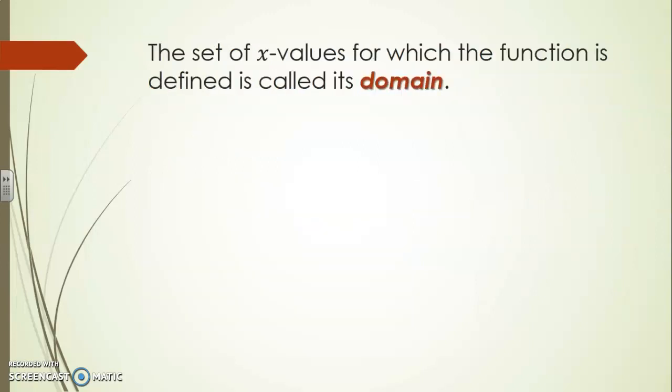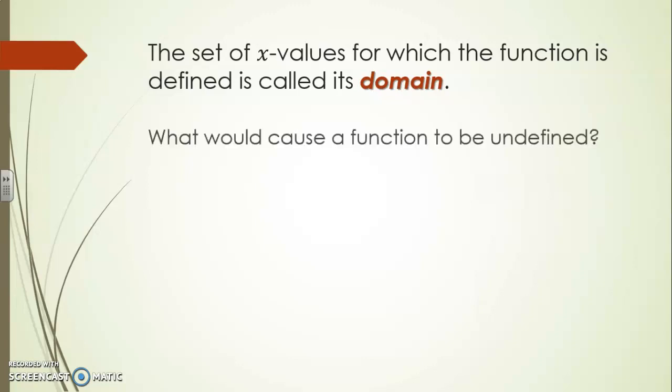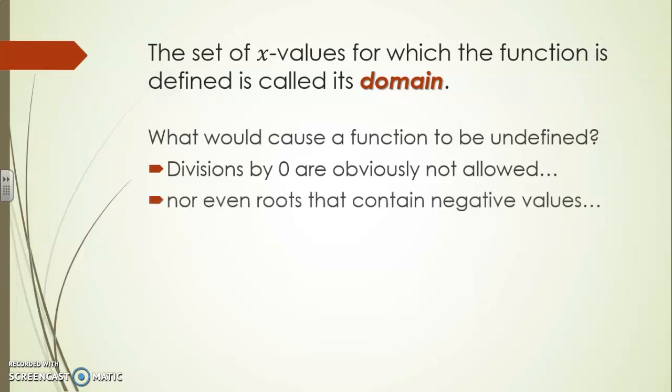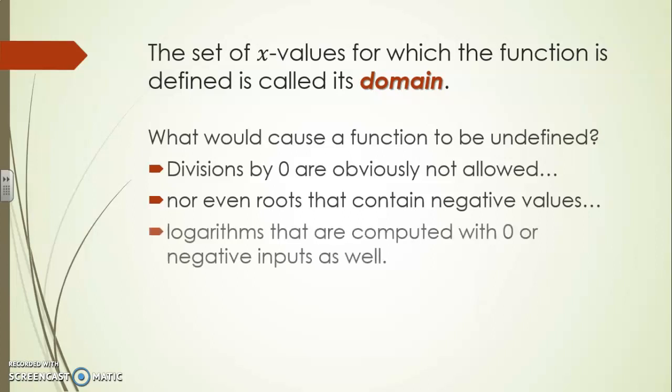The set of x values for which the function is defined is what we call the domain. Now, what would cause a function to be undefined? Well, there is a certain number of illegal operations we could do. Divisions by zero are one of them. Trying to perform an even root on a number that is negative is also forbidden. And as we'll see later on, logarithms cannot be computed when their content is 0 or negative. So these are a few of the causes for a function to be undefined.